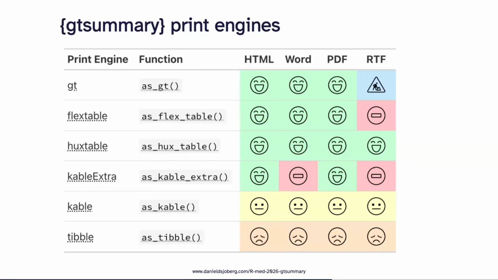And you can see that each one of these output print engines has this function: as_gt, as_flex_table, as_hux_table, as_kable_extra. And what that will do is convert whatever gtsummary table you have into that object. So like I said, gtsummary tables are two things, a data frame and a list of how to print it. What it does is take that list, and if you're printing to flextable, it's going to convert that list of print instructions to actual flextable code and apply it to your data frame and give you a flextable at the end of the day. I'll show you why that's important.